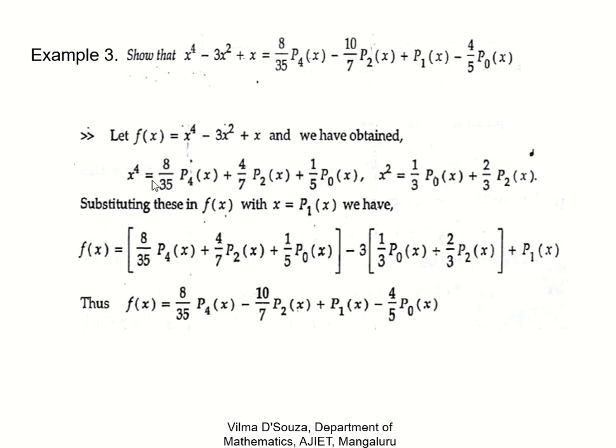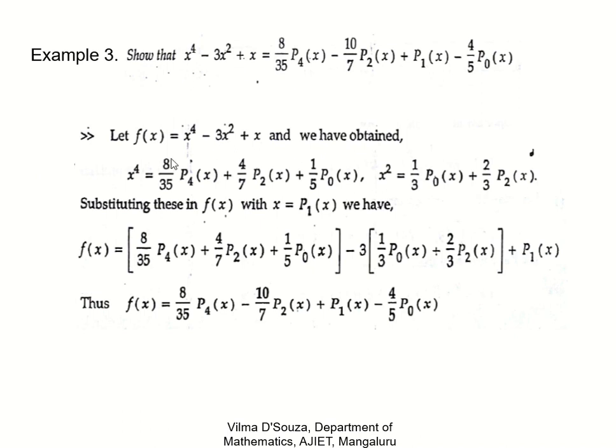x to the power 4 is equal to 8 by 35 p4 of x plus 4 by 7 p2 of x plus 1 by 5 p0 of x. This is your x to the power 4, and also you have x square, already you have done in the previous problem. Okay, refer and rewrite here. Don't directly write down what is x, x square, x cube, x to the power 4. Then substitute these values in the given f of x.